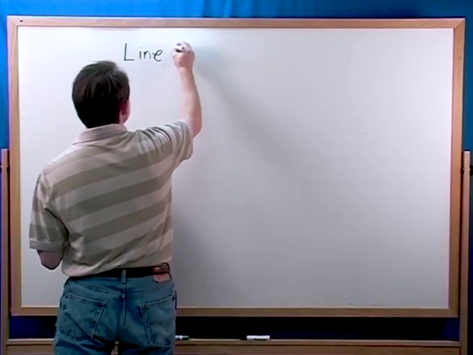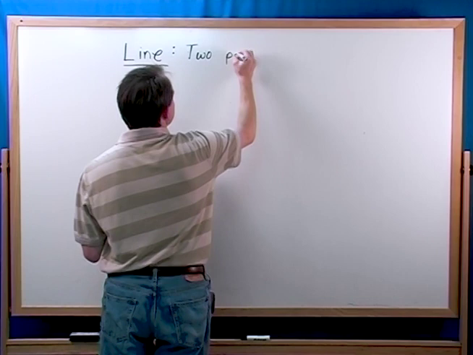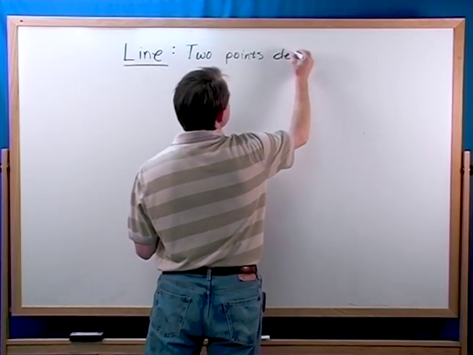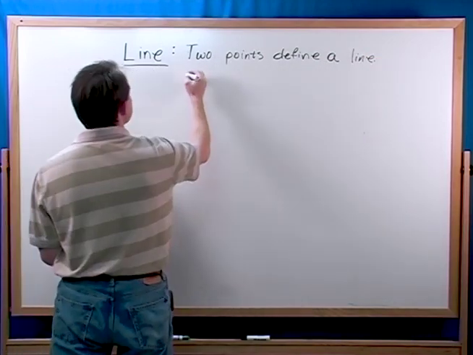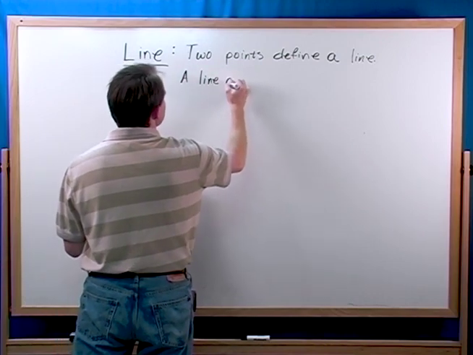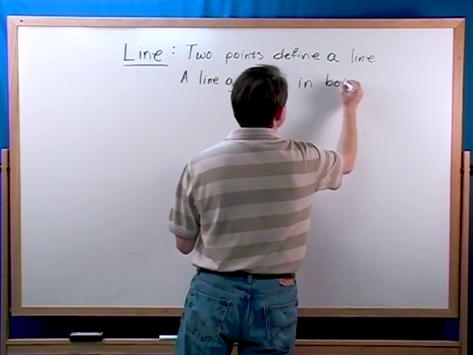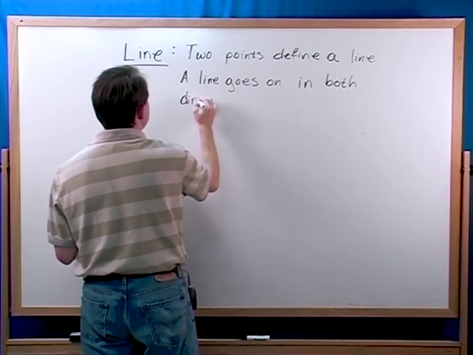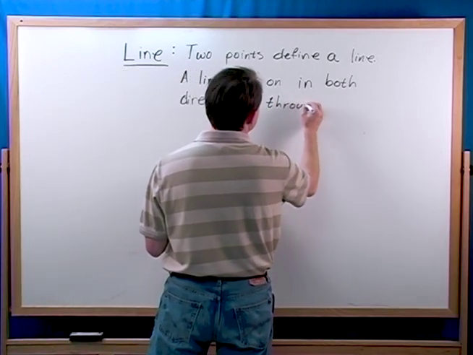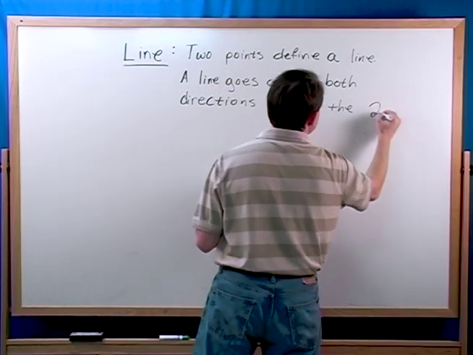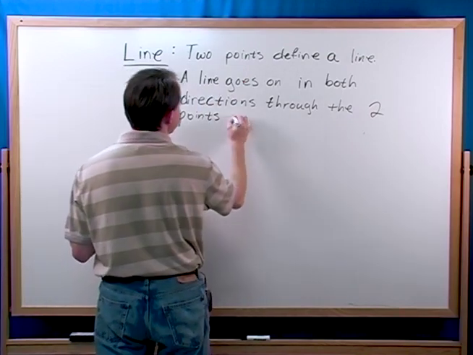But in geometry, we need to define it really precisely so that we all know what we're talking about. Two points define a line. And we're going to talk about this in just a second. Two points define a line. A line goes on in both directions through the two points that define it, these two points here.